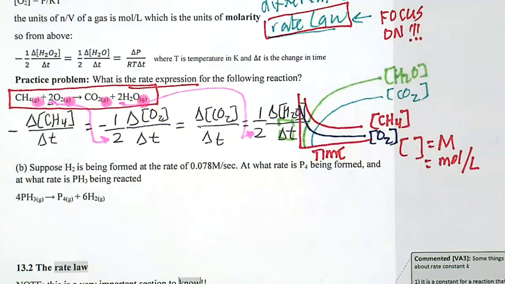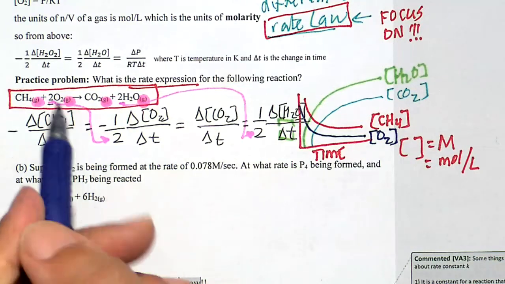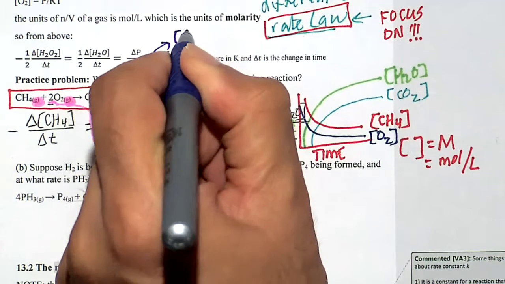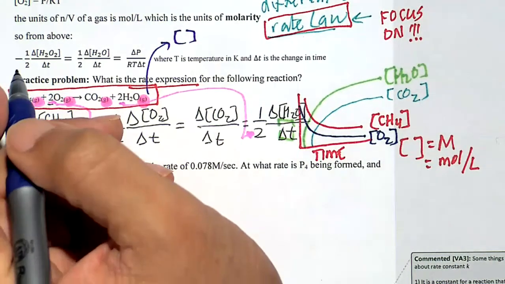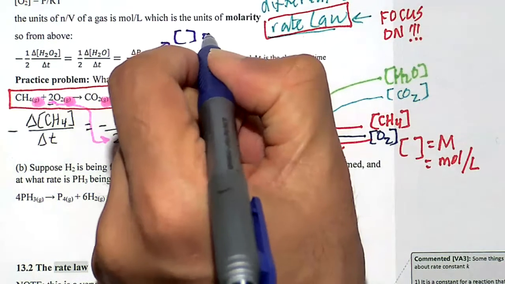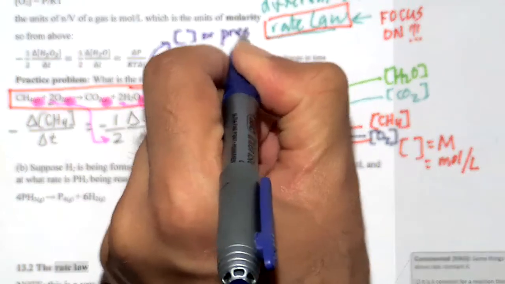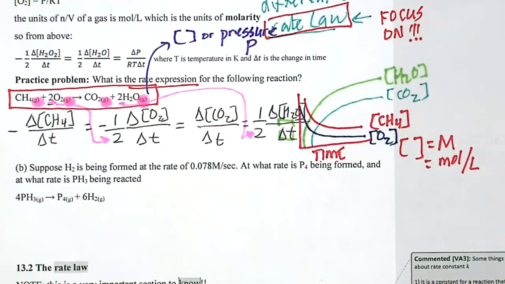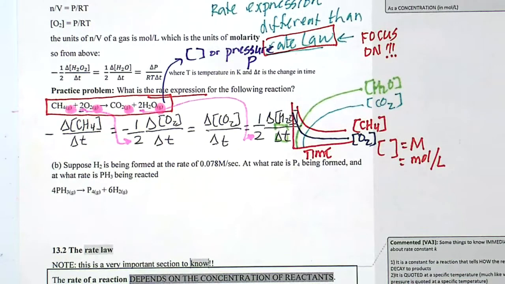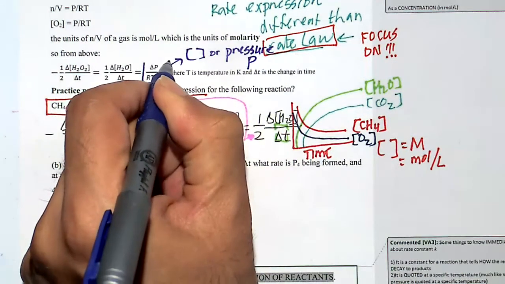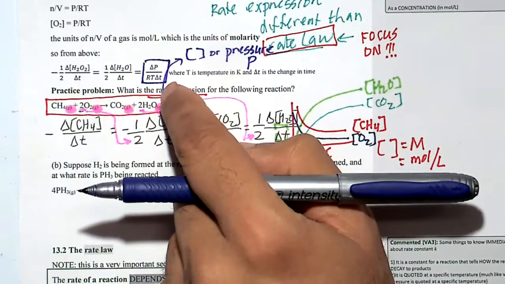If you have a gas, it can be one of 2 things. It could be concentration, which I've drawn here, but it could also be pressure. So gases can be expressed in concentration or pressure P. Pressure P only is for gases. This is what you can do if you want to express it in terms of pressure.